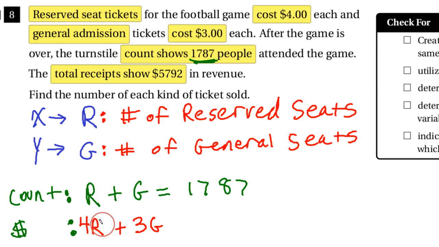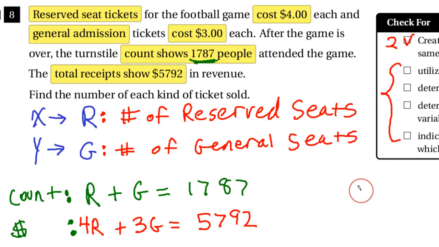And if I add these money amounts together, the amount of money that I make from reserved tickets plus the amount of money that I make from general tickets, it should be equal to all of the money that was earned. So this is actually the beginning of the setup for the system of equations, and that should be what gets you this checkbox right here. This was actually 2 points. The rest of these are each 1 point.